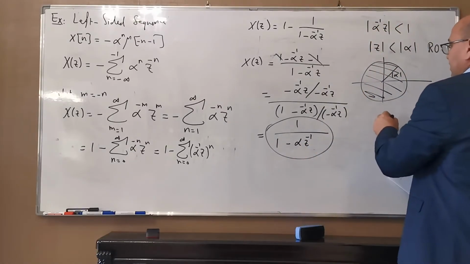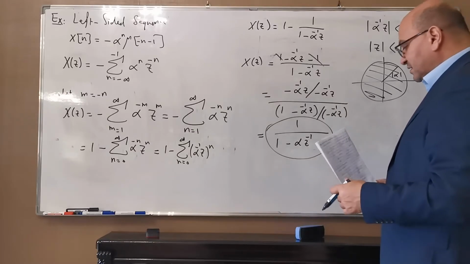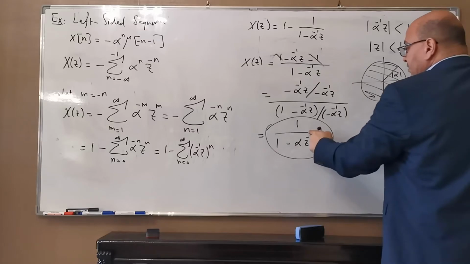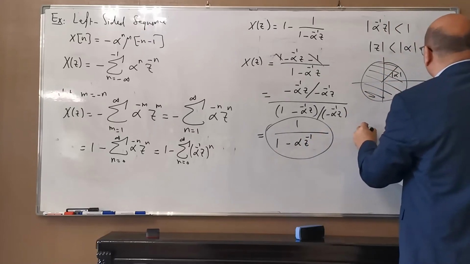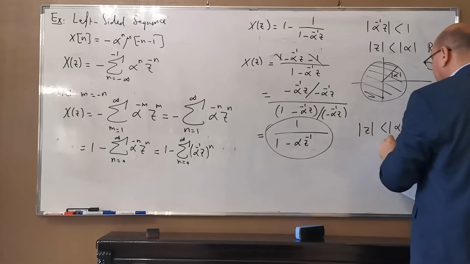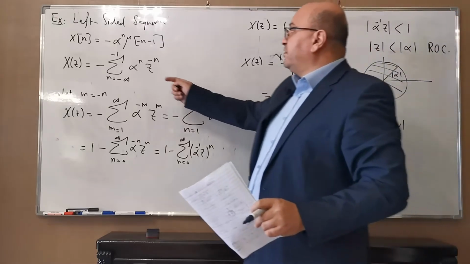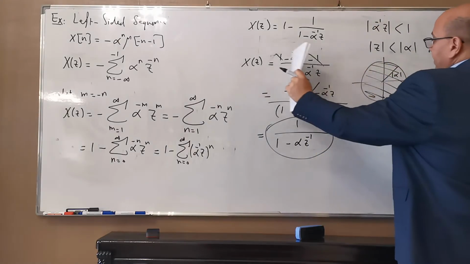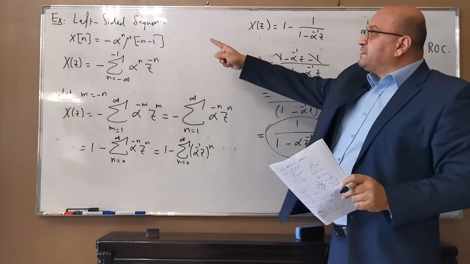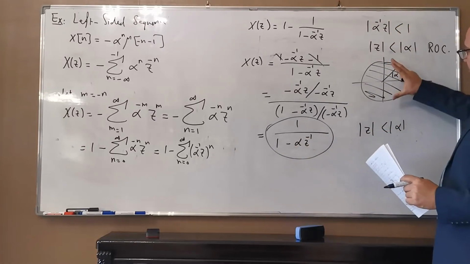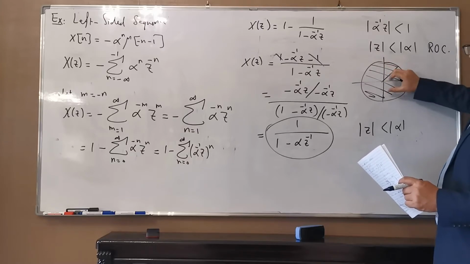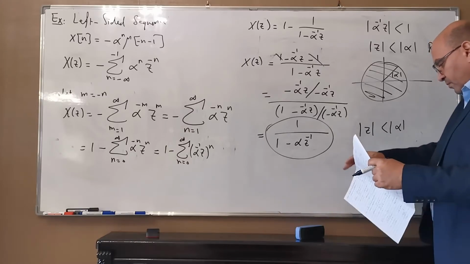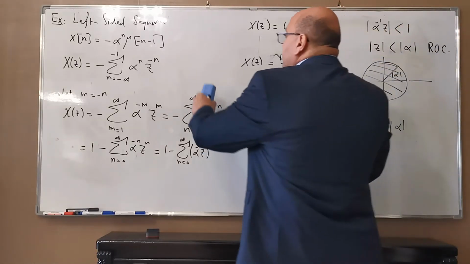The only difference between them is that for the right-sided sequence in the first example, the ROC was outside the circle. The ROC here for this example is the magnitude of z less than the magnitude of alpha, so this is inside the circle. We can conclude that if you have a right-sided sequence, then you have a region of convergence from a certain circle boundary and outside going to infinity. If you have a left-sided sequence, then you have exactly the same answer, but the region of convergence is within a circle of radius magnitude of alpha. Okay, let's expand this to another example.